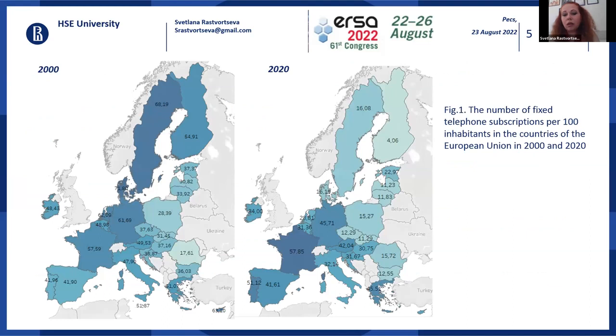We can divide all ICTs into 4 big groups. The first group can be presented as fixed telephone lines. Here you can see the number of fixed telephone subscriptions per 100 inhabitants in the countries of the European Union in 2000 and in 2020. For example, we can see that in Scandinavian countries, it's very expensive to take care of fixed telephone lines, and the share of users becomes less and less. In other countries, for example, in France, the telephone subscription increased during the pandemic period in 2020.